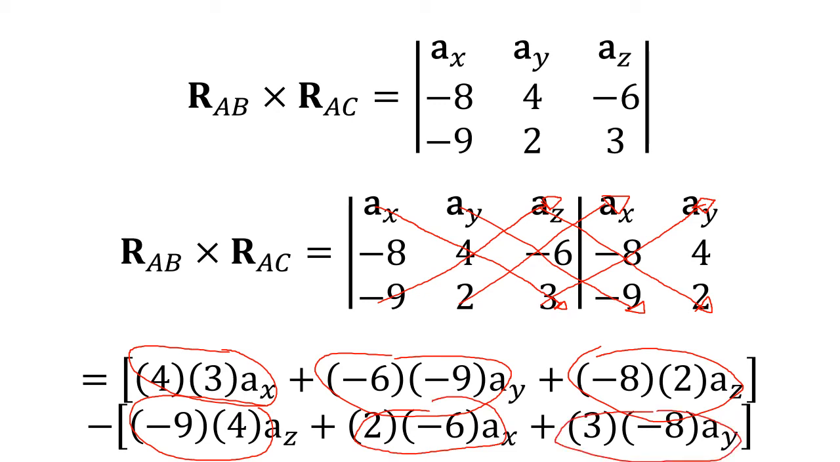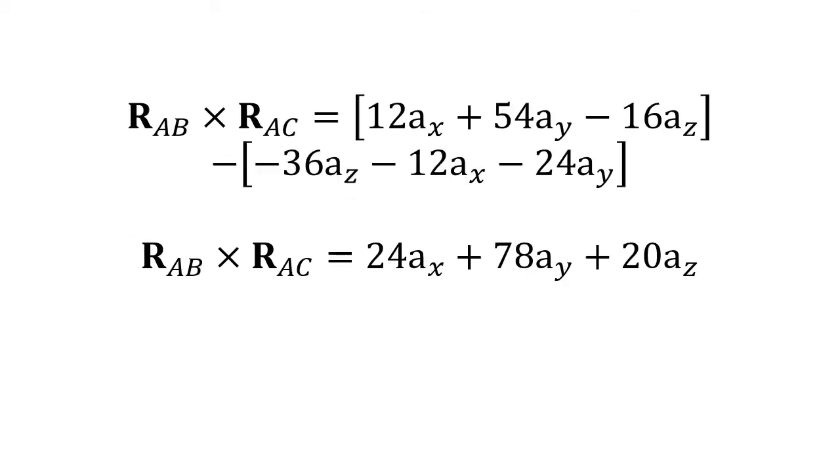Yan. Then, simplify natin. So, 4 times 3 is 12, negative 6 times negative 9 is positive 54. Negative 8 times 2 is negative 16. Negative 9 times 4, negative 36. 2 times negative 6, negative 12. 3 times negative 8, negative 24. Pansin. So, ito na yung magiging simplification niya. And then, combine na lang natin yung mga pare-parehas ng components.